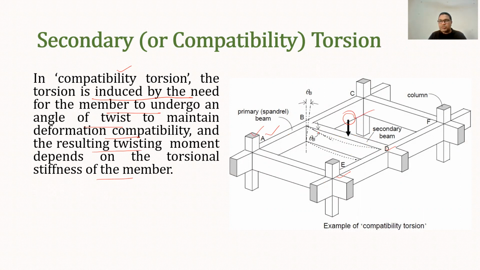In this bending process, at the junction where it is connected with beam AC, there will be a twisting moment which will try to balance this bending. This twisting occurring at this junction is angle theta b. This theta b will be higher or lower depending on the torsional stiffness of member AC.